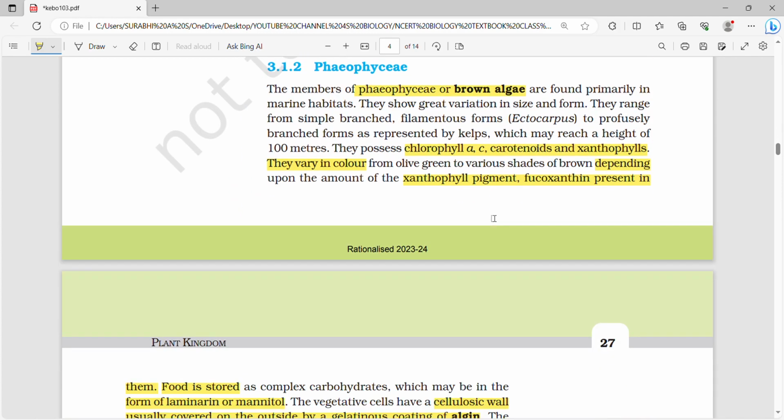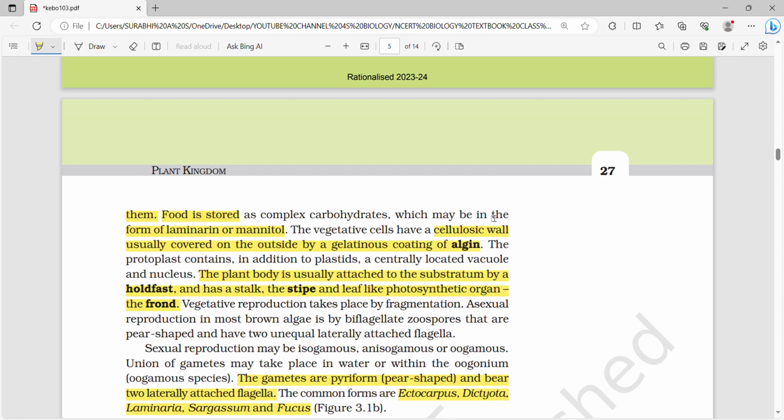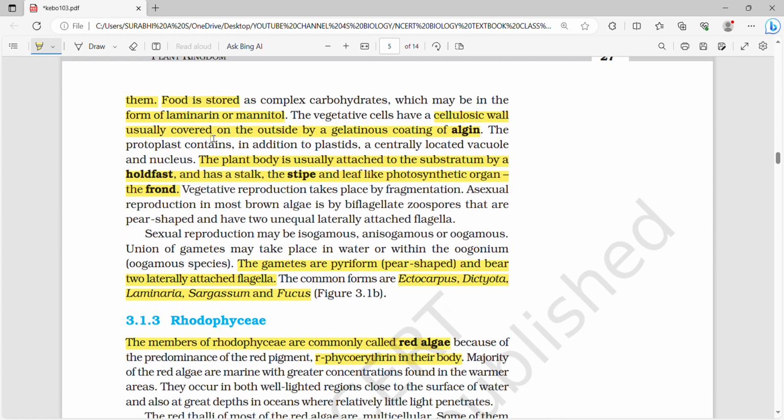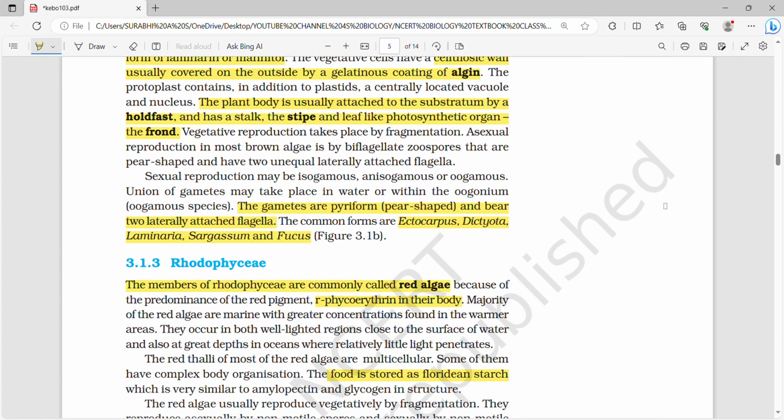Next, Phaeophyceae. They have xanthophyll pigment and fucoxanthin. Based on this, the color varies, and food is stored in the form of laminarin or mannitol, and they have a cellulosic wall which is covered by algin. Then the plant body is usually attached to the substratum by the holdfast, with a stipe and frond. Holdfast attaches to the substratum, stipe is the stalk, and the leaf-like photosynthetic organ is the frond. This is present in Phaeophyceae.